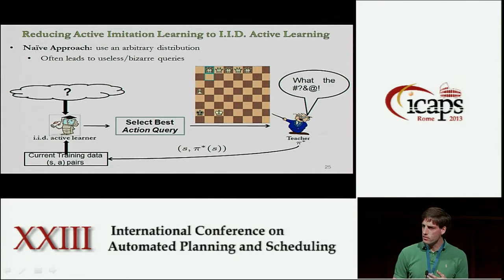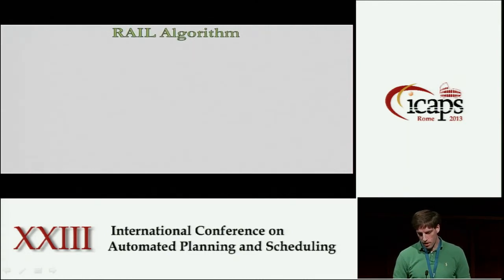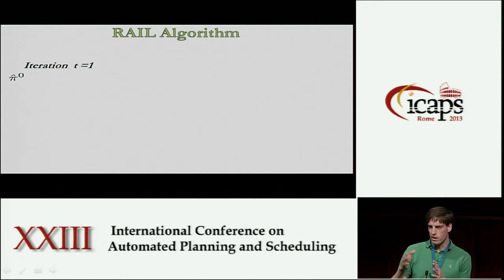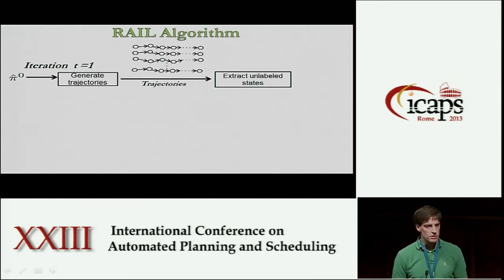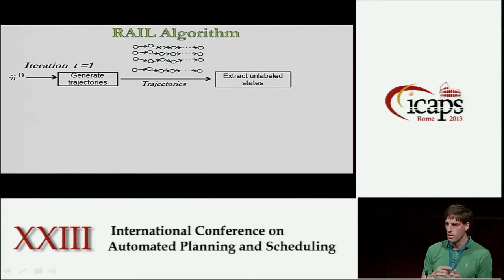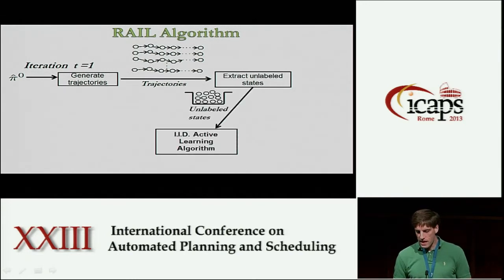So the trick is to figure out how to make this distribution slowly converge towards something the teacher will be interested in, or quickly converge. And so that's what we do with an algorithm called Rail. So we start off with a random policy, or it could be something informed by a few trajectories. And then what you do is you generate trajectories of that policy using the simulator. And we're going to get the states in those trajectories.